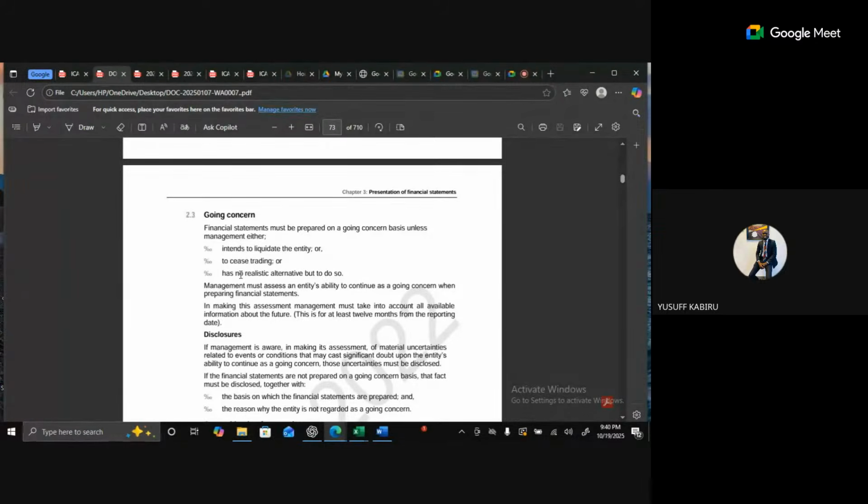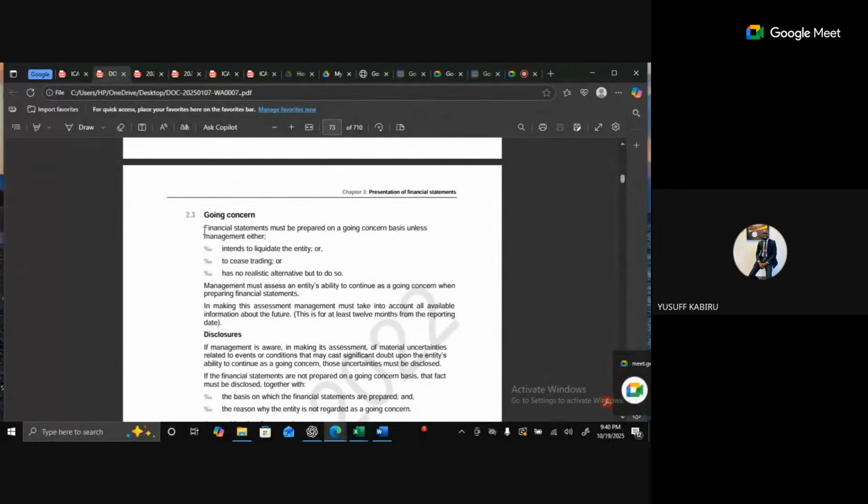Then when we talk about going concern, just as we already know, it is looking at an organization's ability to continue to operate into a foreseeable future, right? So when you relate it to financial statements, what they are saying is that you should prepare your financial statements on a going concern basis, so that you are presenting it with the mind that this organization will continue to operate.